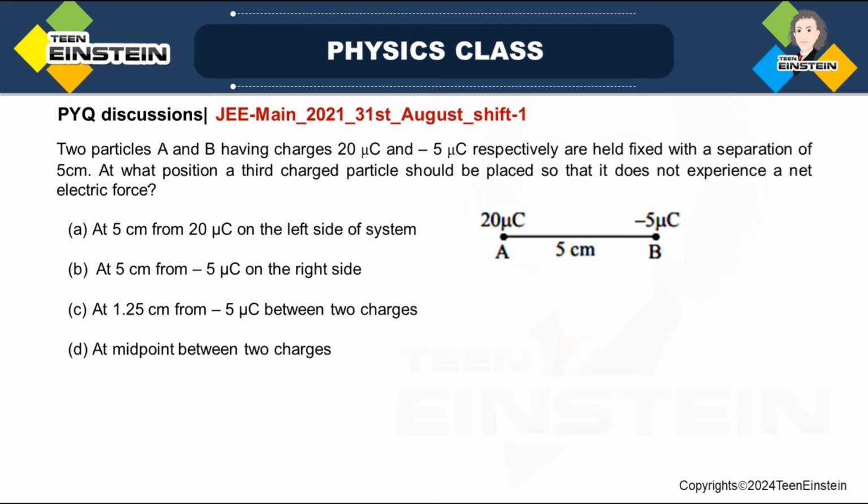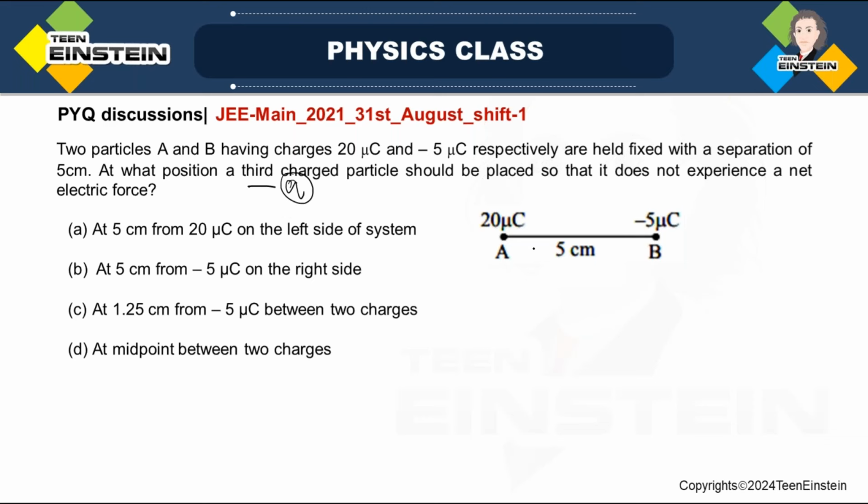So I have got two charges, 20 microcoulomb and minus 5 microcoulomb. They are separated by 5 centimeter. So I have to get a third charge. Let us say that charge is small q. So I have to place this charge at a place such that there will be no net force experienced by this charge.